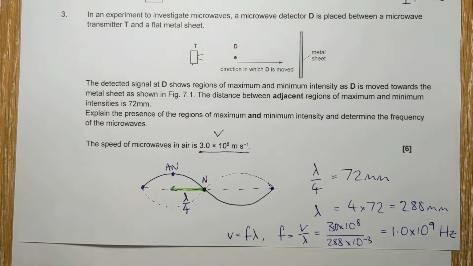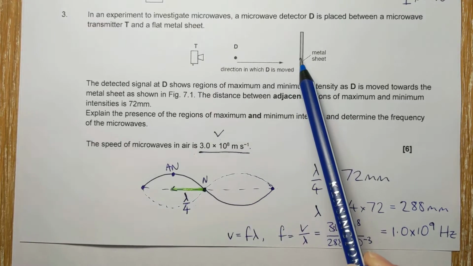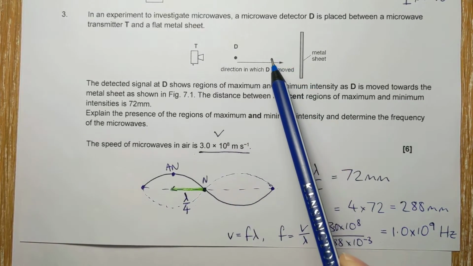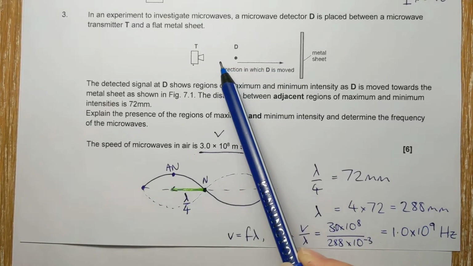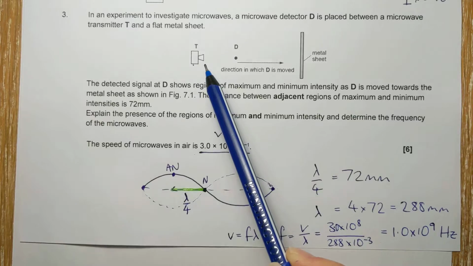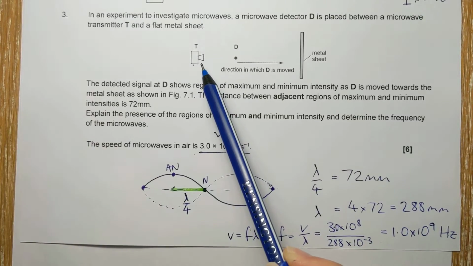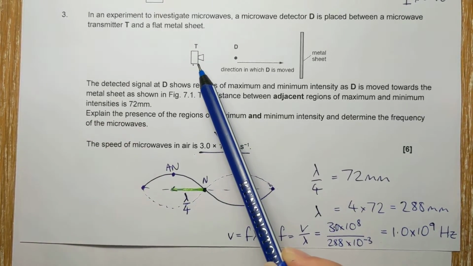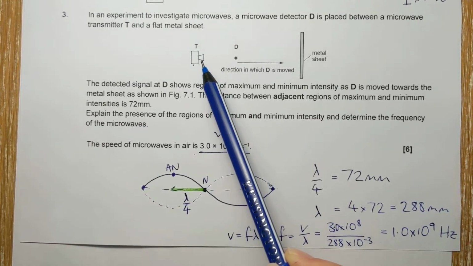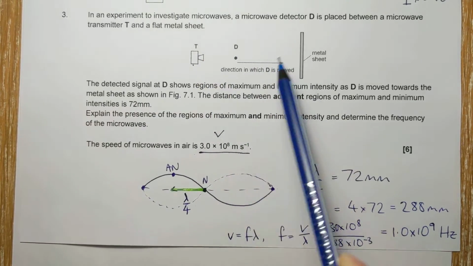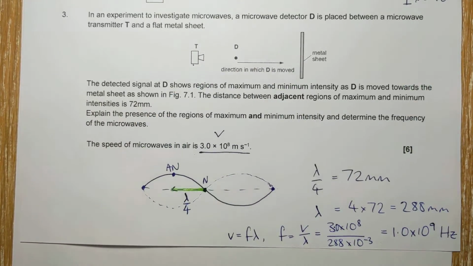As for the clear explanation, it wants to go something like this. The metal sheet reflects the microwaves. The reflected waves superpose with the original waves. You get constructive and destructive interference leading to nodes and antinodes. The maxima are the antinodes and the minima are the nodes. And you could also say that what you've got there is a stationary wave in the gap. There are other things that'll get you the marks, but that would be enough for you to have the full 6 marks there.